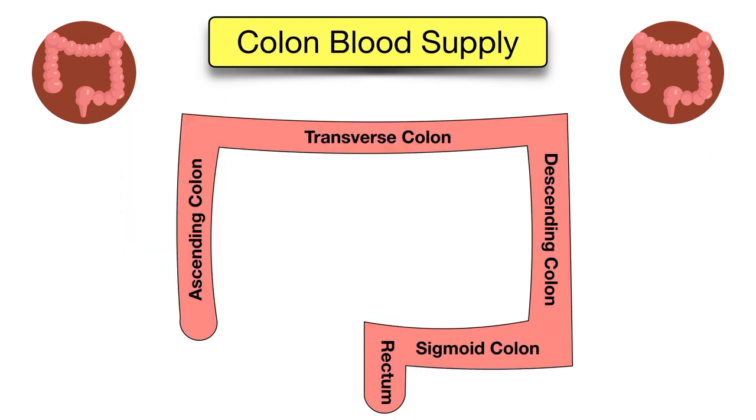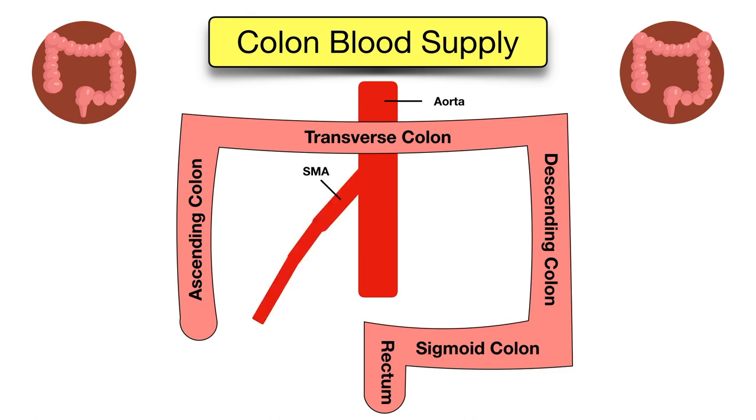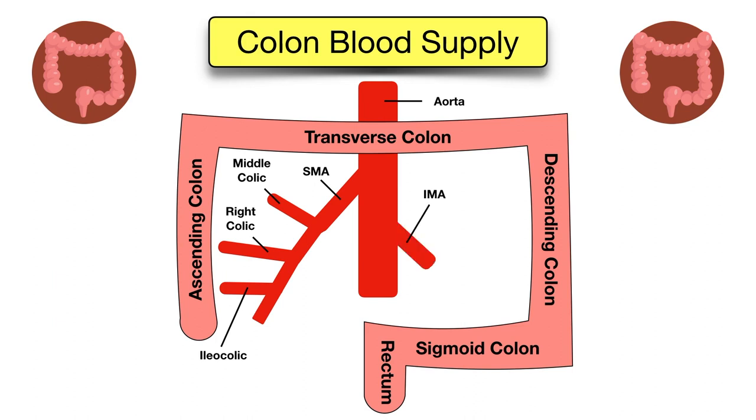Let's quickly review the blood supply of the colon as well. The blood supply to the colon is split. First we have the aorta. The superior mesenteric artery branches off the aorta. Branches of the superior mesenteric artery supply the ascending colon and most of the transverse colon. These branches include the middle colic, right colic, and ileocolic arteries. The inferior mesenteric artery also branches off the aorta. Branches of the inferior mesenteric artery supply the descending and sigmoid colon. These branches include the left colic and sigmoid arteries.